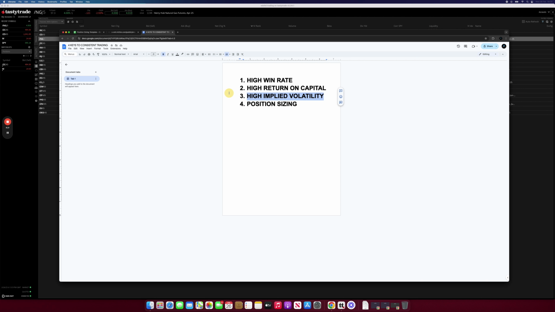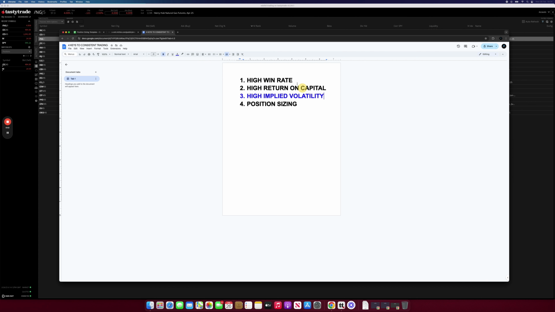So right now we've made sure that we are choosing an underlying that's in a high implied volatility environment. So we are going to make that not green, we're going to make it, say, blue. So this is now ticked off the list, high implied volatility. We know that because of the IV rank.